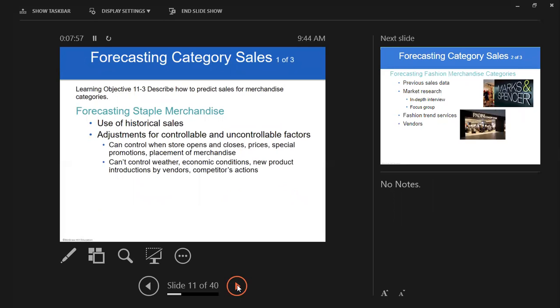And then forecasting staple merchandise. You can use your historical sales, meaning that you have your records coming from the system itself. From there you can forecast what are the things that you can control and what are uncontrollable, for example promotion, prices, and economic conditions and so on.